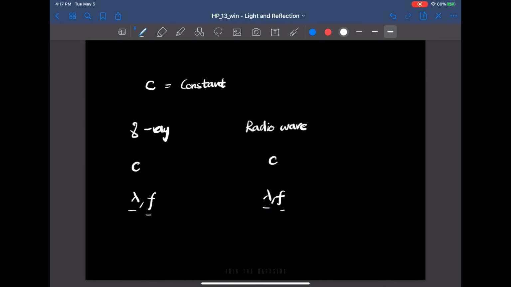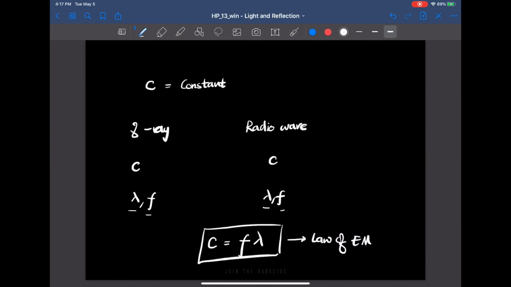So here we can also write the law of electromagnetic radiation. C can be written as the product of frequency and wavelength. This is the law of electromagnetic waves. It basically says that the speed of any wave is the product of its frequency and wavelength. So this product is what ends up becoming the speed of the wave.